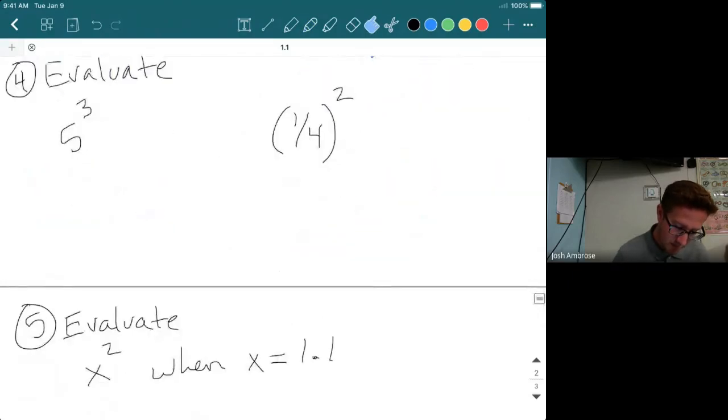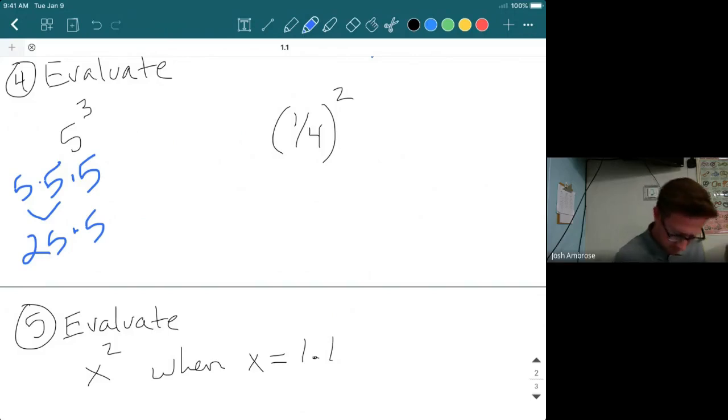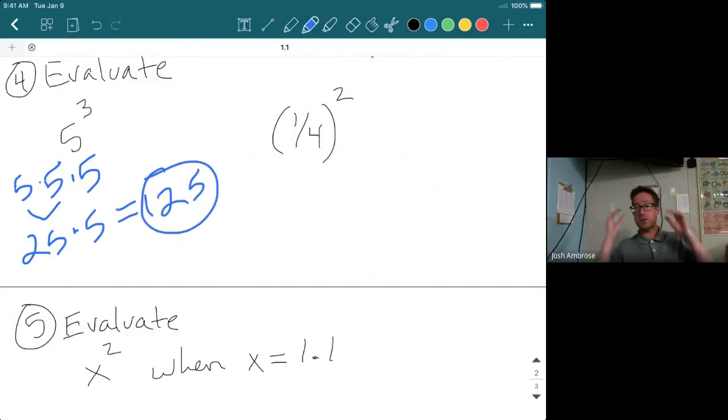Moving in here, evaluate, solve, fancy word, all right? So 5 to the power of 3, same thing as saying 5 times 5 times 5, okay? If you want to break this up into groups, what is 5 times 5? 25. Then we still have one more 5, and what's 25 times 5? I believe we are dealing with, let's see, 25 times 5 is 125. Boom. There we go, 125.